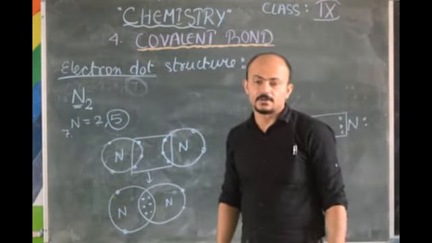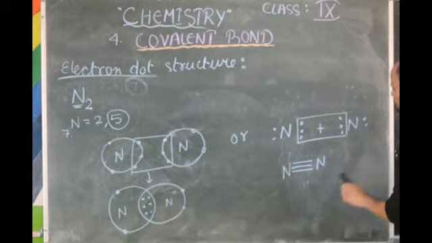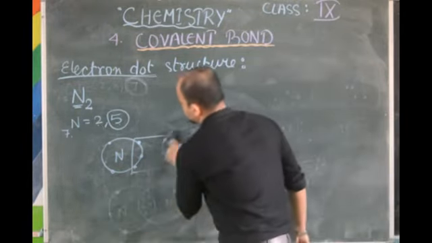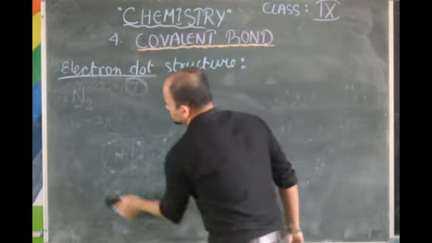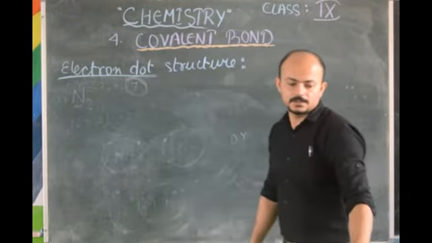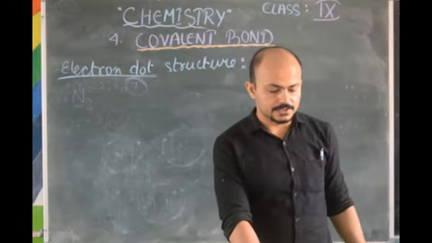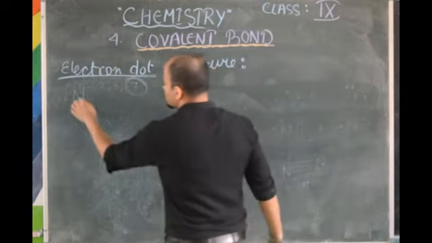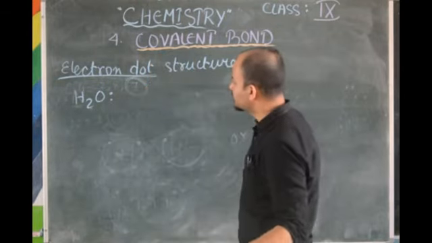Now, let's discuss some other molecule. Let's discuss the water molecule. Okay, so we are going to discuss the water molecule. So the formula for water is what? H2O. The formula for water is H2O.